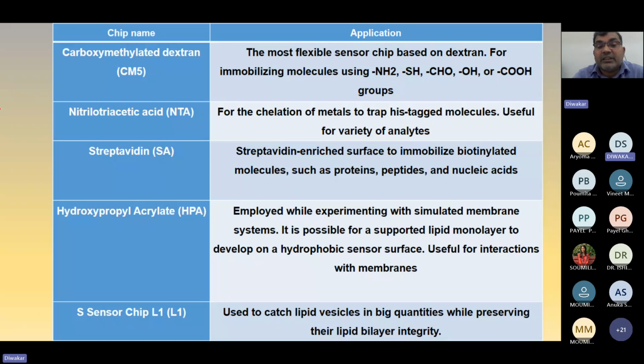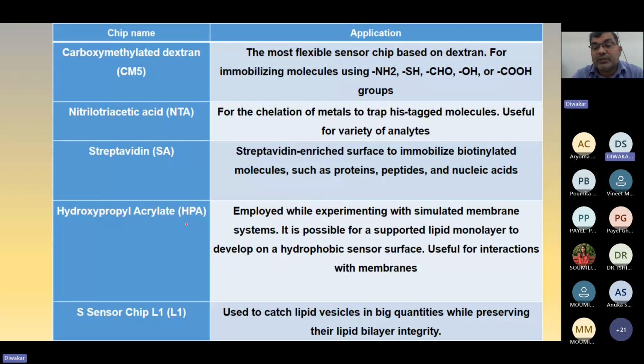Second one is NTA, used for the detection of his tag molecules. As you know, during the purification process, if we tag the molecules with HIS, with GST, or with different tagging molecules like biotin, we need to select different types of chips for the SPR analysis. Now, SA chips are used to immobilize biotinylated molecules, such as proteins, peptides, and nucleic acids. So this type of chip is used for the analysis process.